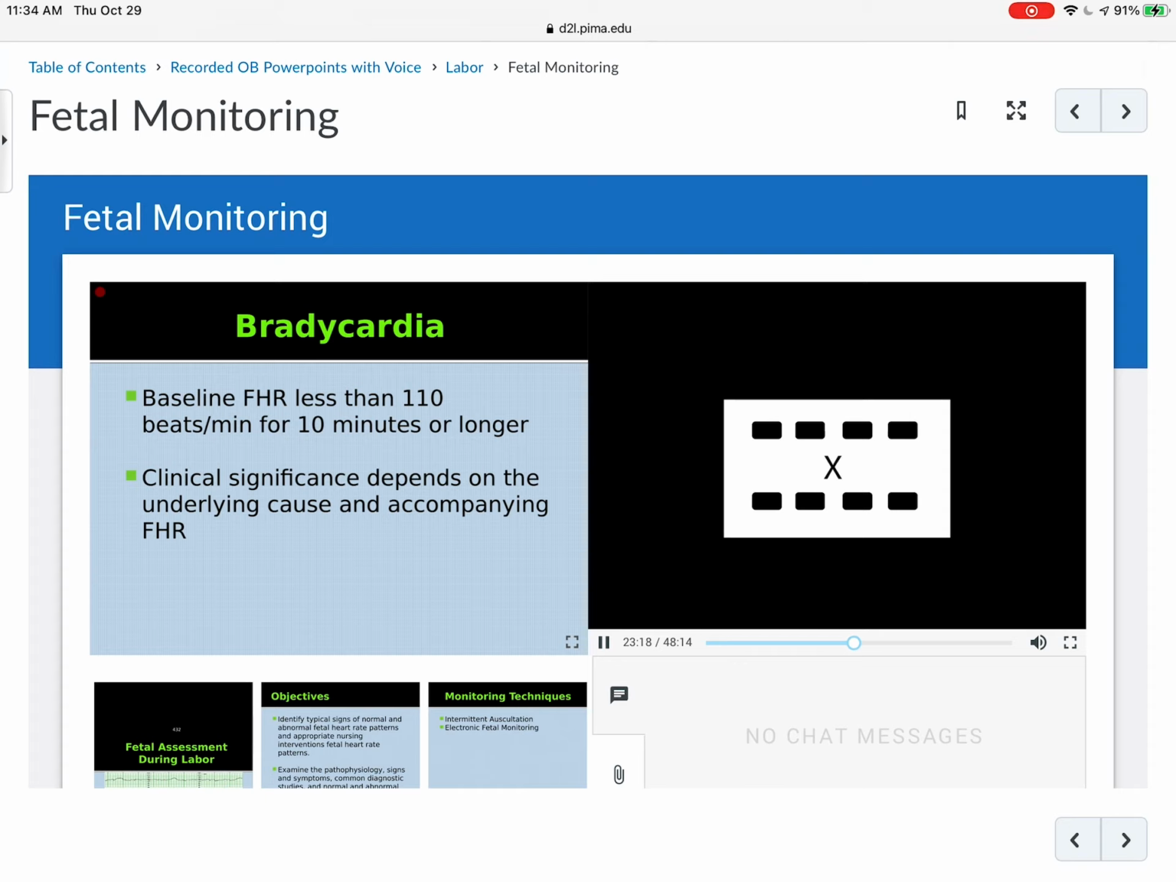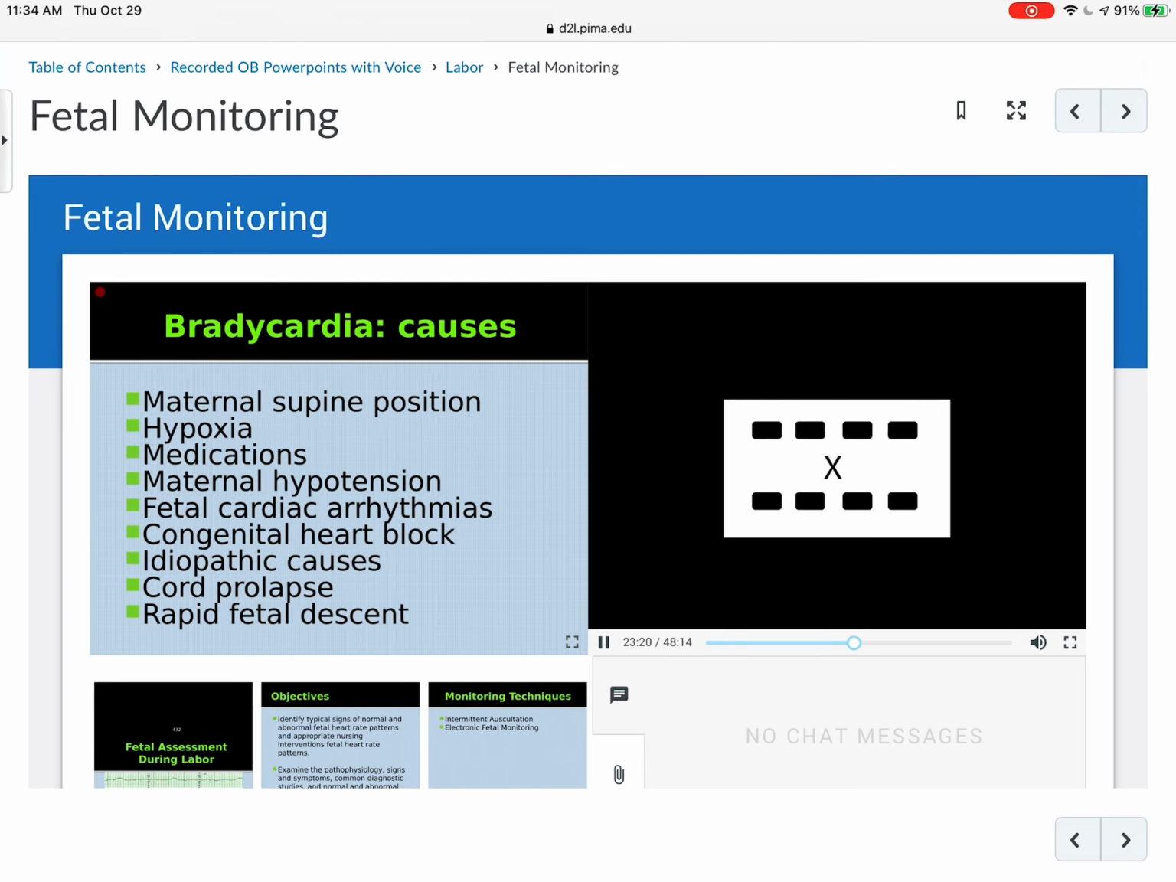Significance really depends on the underlying cause. And if we look at the underlying cause, there's several reasons. But I'm going to say the ones that you're going to see the most is mom lying on her back and low blood pressure and medications and mom not getting enough oxygen. Yes, fetal cardiac arrhythmias, congenital heart block. For the sake of this course, we don't have time to cover all that. A cord prolapse can cause some bradycardia because remember we talked about it, how the head can come down on the cord, which occludes it, and baby will not get adequate oxygenation. So those are some of the main causes.